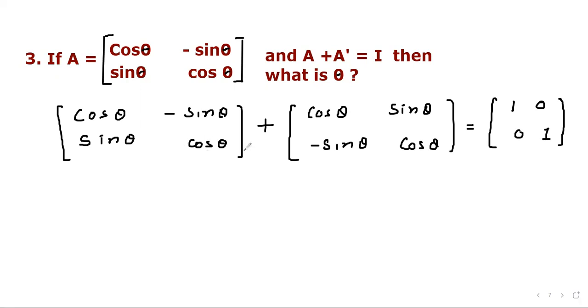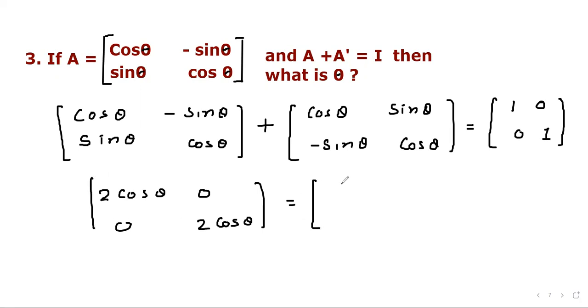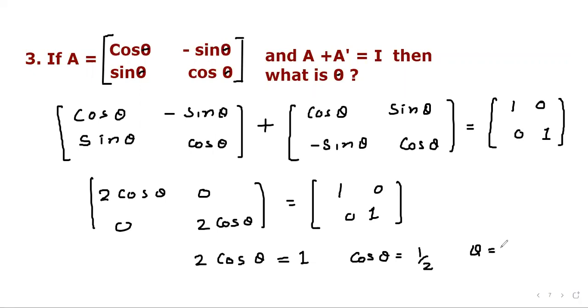Let's simplify. So it will become 2 cos theta 0 0 2 cos theta is equal to 1 0 0 1. So we can say 2 cos theta equals 1, cos theta equals 1 by 2, or theta equals 60 degrees, or pi by 3.